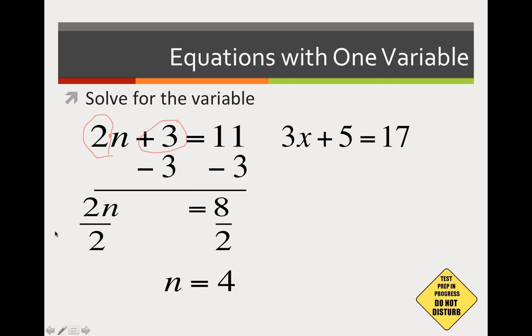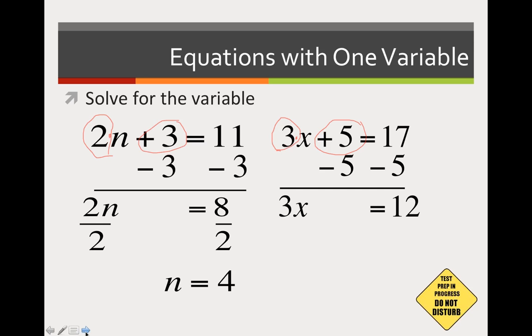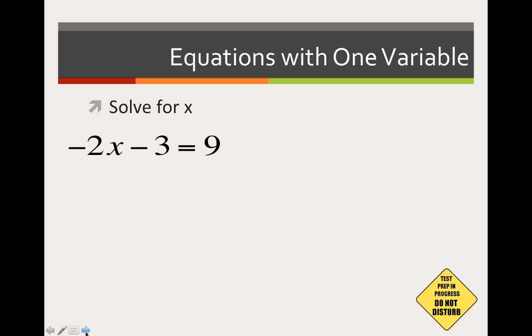And with 3x plus 5, we're looking to get rid of the addition of 5 and the multiplication of 3. And so to do that, we've got to subtract by 5 and divide by 3. So we'll divide both sides by 3. And that'll give us x equals 4. And here's another one for us.